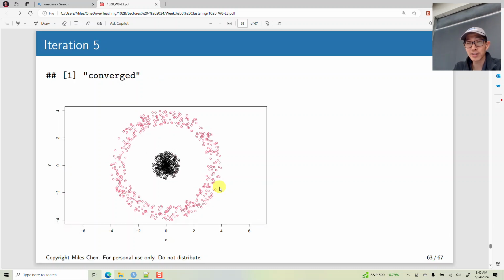And eventually we end up getting this, and it has correctly clustered points on the outside and points on the inside into two different clusters here.